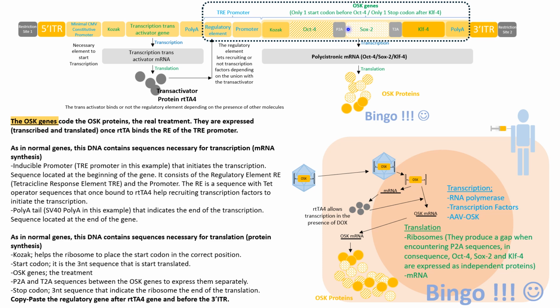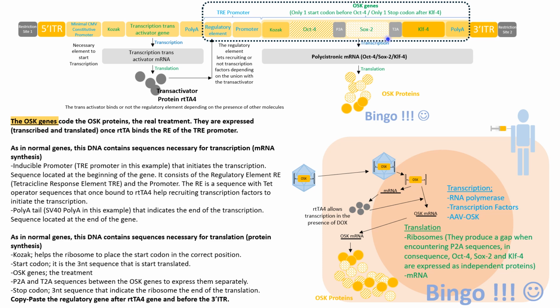So the ribosome, once it sees the P2A sequence, will produce a gap so that the next gene will be translated independently. We have here the ribosome start producing the protein, the OCT4. It sees the P2A sequence, produces a gap, and carries on translating the sequence of the SOX2 gene.